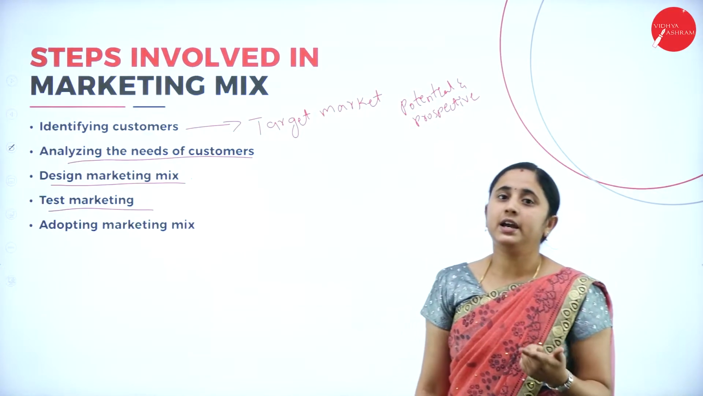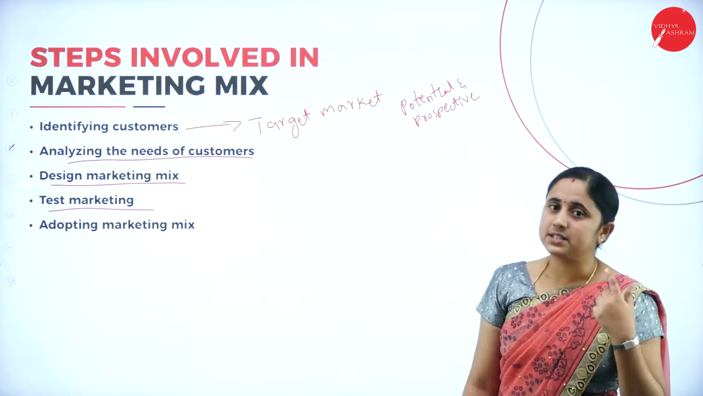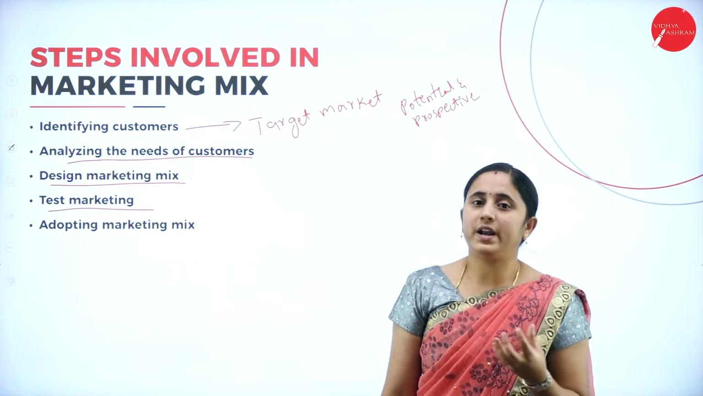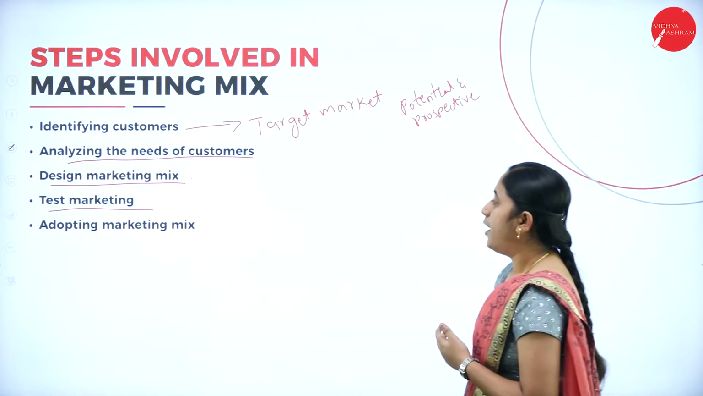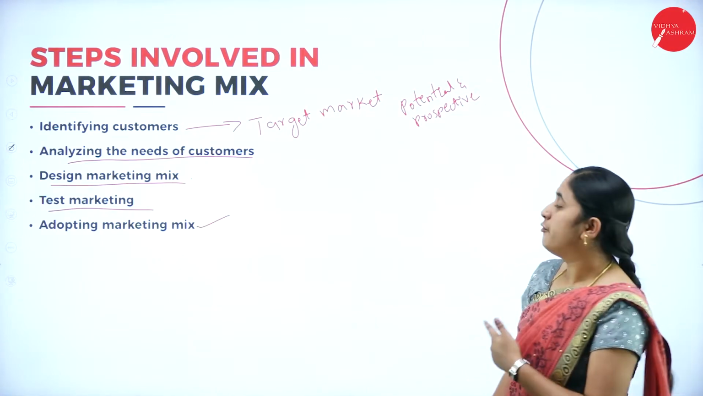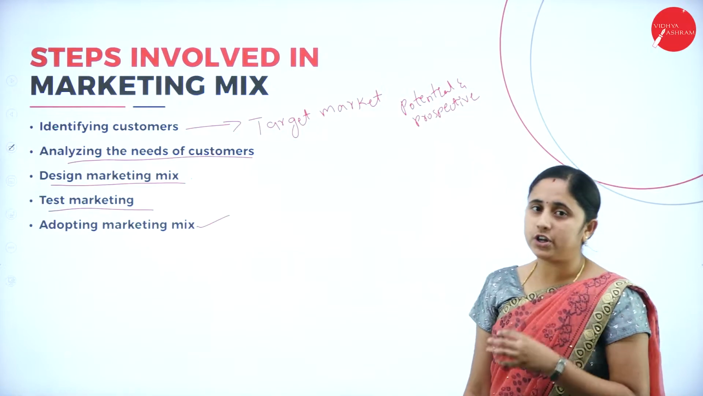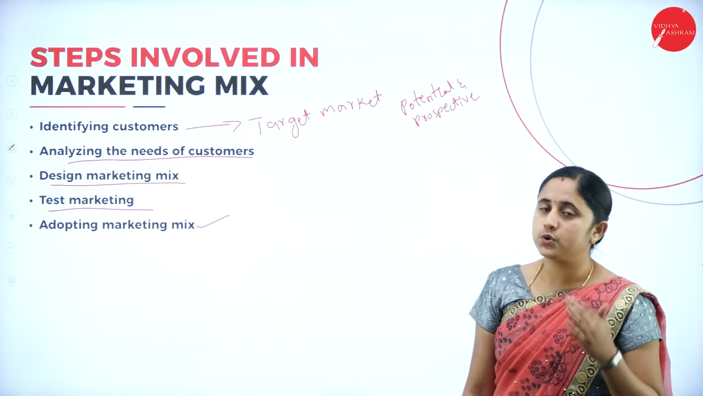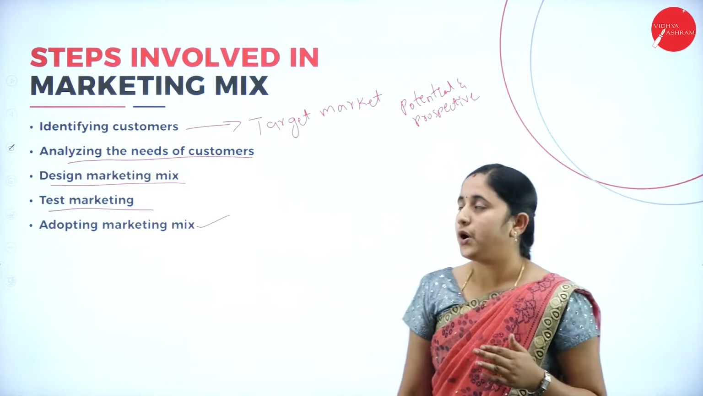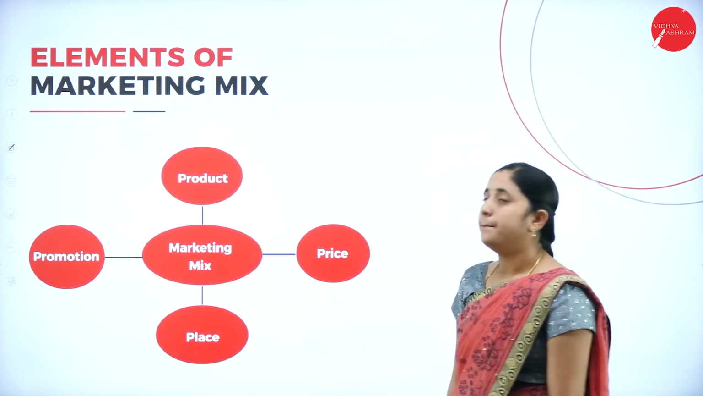After successfully completing the test market step, then you can adopt the marketing mix. If it works successfully for your product, then adopt the marketing mix. If you are getting positive results from the test market, you can adopt the marketing mix for your business. Then you can start producing and promoting your product. So these are the steps in marketing mix. The 4 P's of marketing mix.